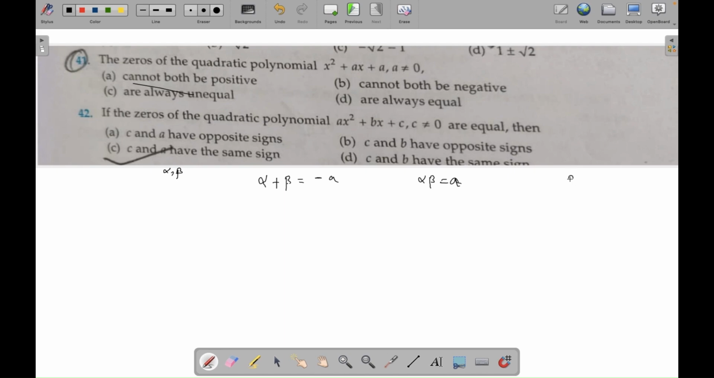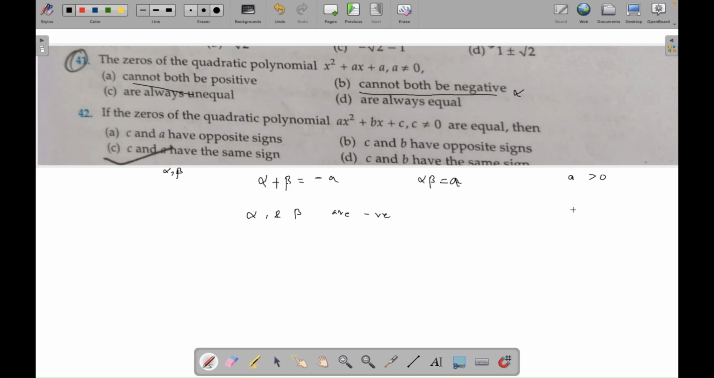Say let the first case be a is greater than 0. That means sum of roots is negative and product of roots is positive. When is this possible? When both alpha and beta are negative. So this is incorrect in that case. Because it says cannot both be negative, but we have just proven that they can be negative. When they are negative, their sum is negative and their product is positive.